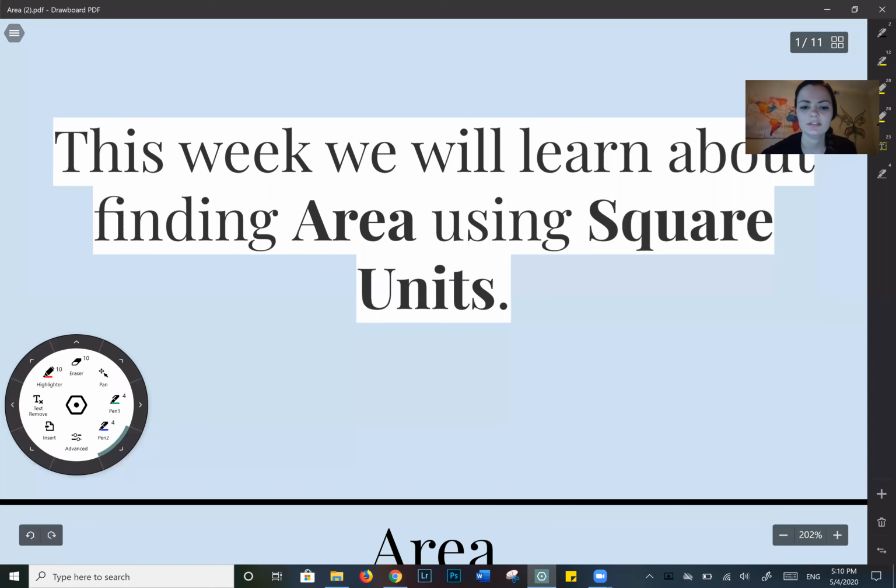Hi class, we're going to learn about area today. Last week we did shapes. This week we are going to do area.